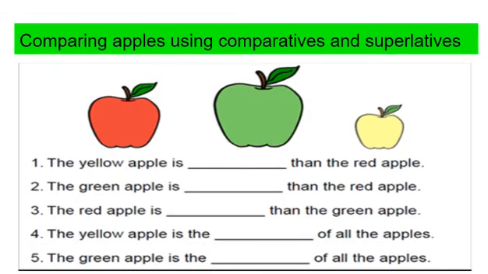Let's practice using comparatives and superlatives. Here we have a picture of three different apples. Let's start. The yellow apple is blank than the red apple. The green apple is blank than the red apple. The red apple is blank than the green apple. The yellow apple is the blank of all the apples. The green apple is the blank of all the apples. Try to solve them. You'll check your answers later. Don't forget, in the first three sentences, we're just comparing two apples. But in the last two sentences, we're comparing the three apples, all of them.